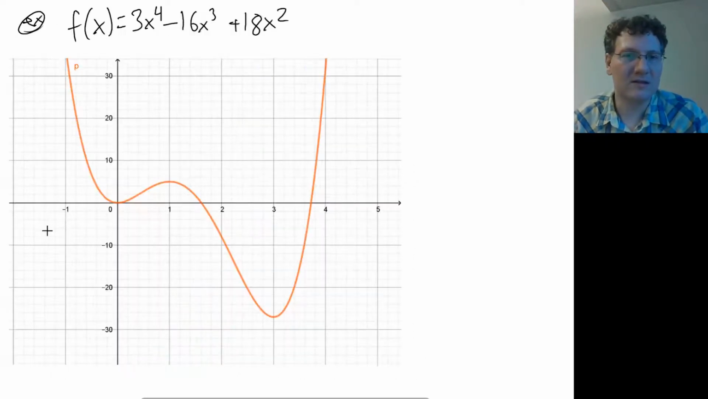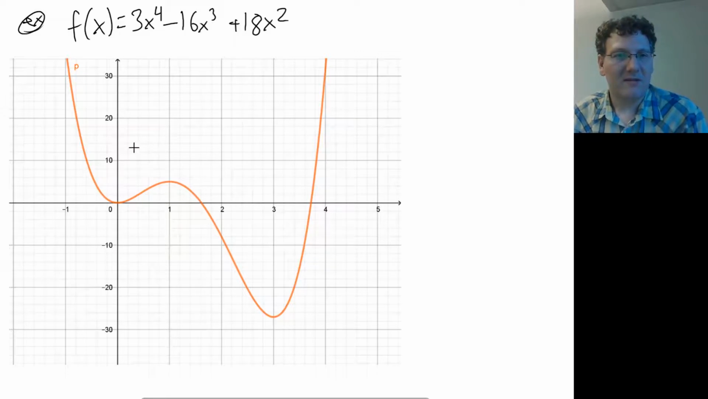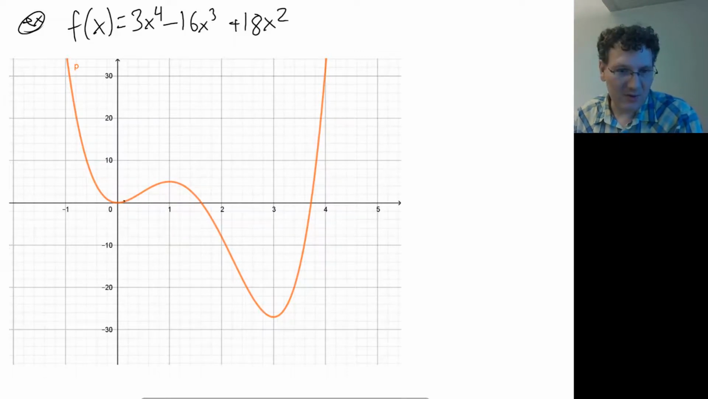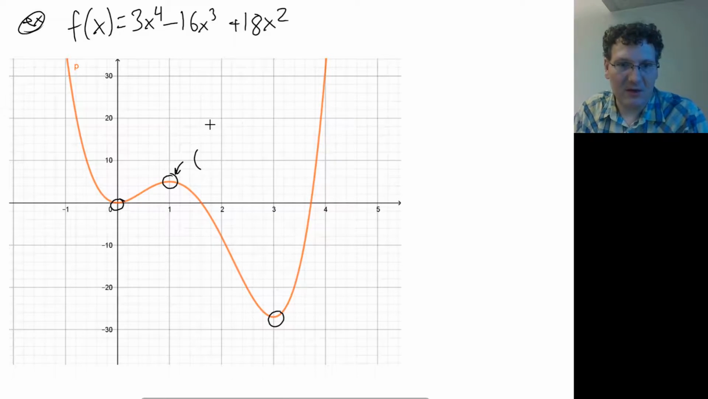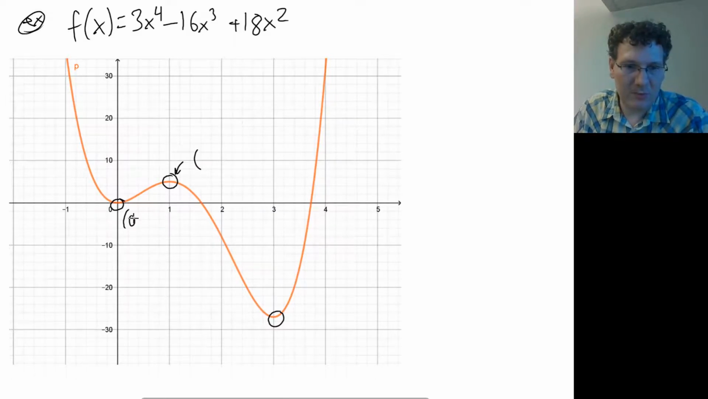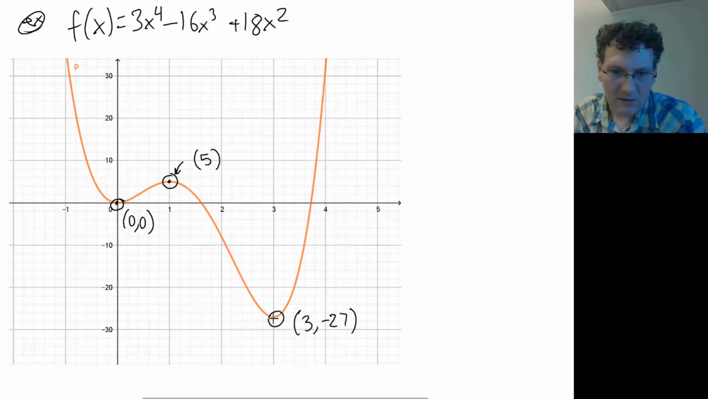Okay, so let's take a look at this function, 3x to the fourth minus 16x to the third plus 18x squared. It's this polynomial. You notice that it has this shape where you do have these local minimums and local maximums. At this point here, we can plot this point, and it turns out that this is the point 0, 0. This other extremum, you plot these points.